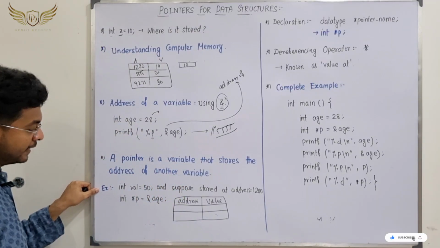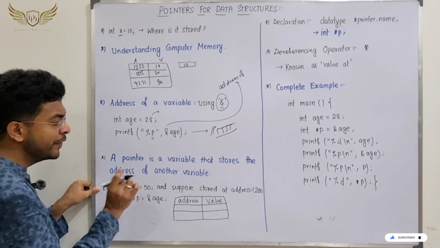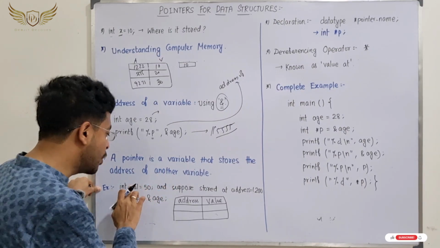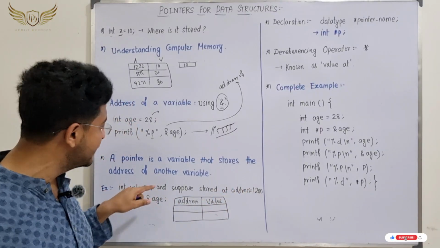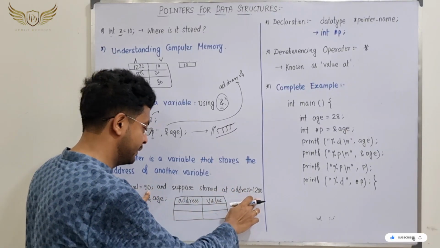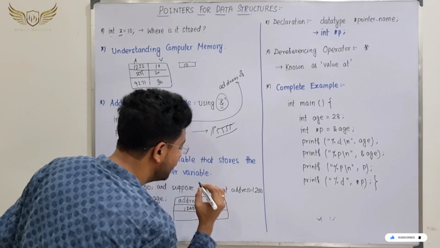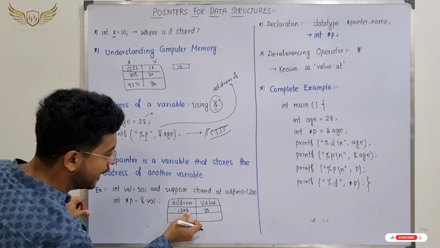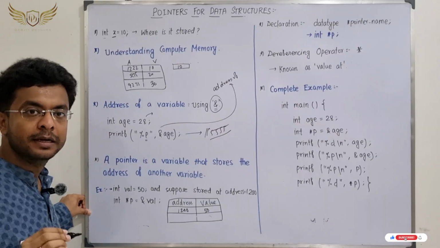Next, see how. First of all, int val = 50, right? It is a normal variable, and suppose it is stored at address 1200. We are assuming that this 50 is at location 1200, right? So this particular 1200 will be having the value 50. This is for this line only, right?